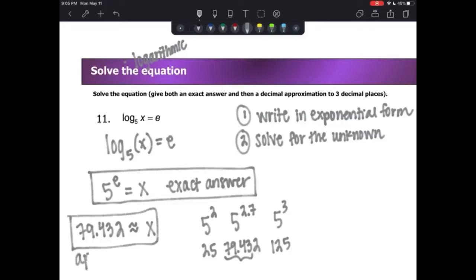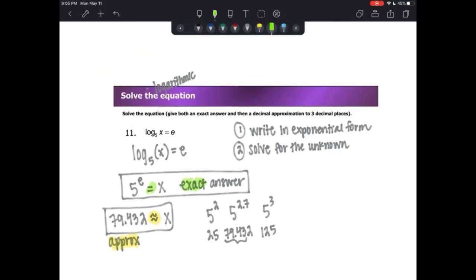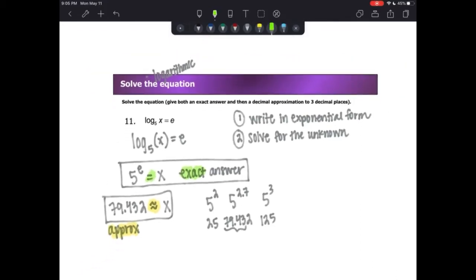So here's our decimal approximation. Notice how when I put approximate, I use the approximate symbol, and for exact, I used an equal sign. Okay, so we're going to practice that.